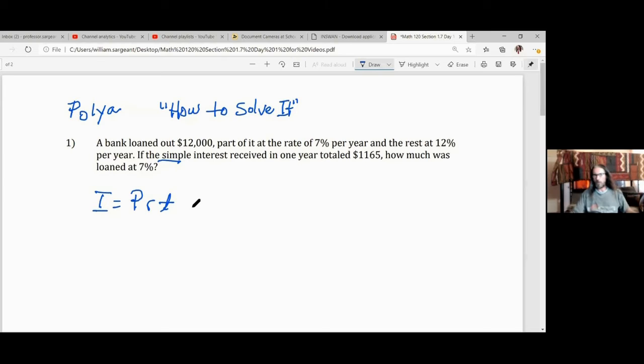Before going much further, though, you have to realize that whatever we get for our answer, how much was loaned at 7%, it's got to be lower than the $12,000. That $12,000, if we call x the amount, in other words, an amount in dollars loaned at 7%, that and something else totaled up is the $12,000 that was loaned out.